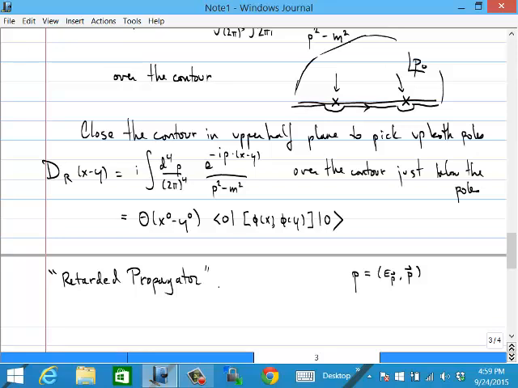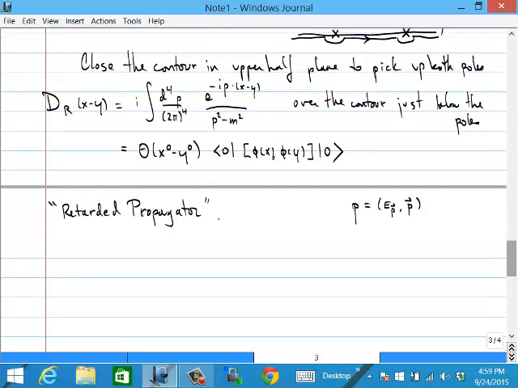All right. So maybe I'll make one comment about the utility of this propagator. First of all, it's called the retarded propagator because it's non-zero only when x0 is bigger than y0. So you should imagine it as a propagator that's only non-zero if the event y happens before the event x.